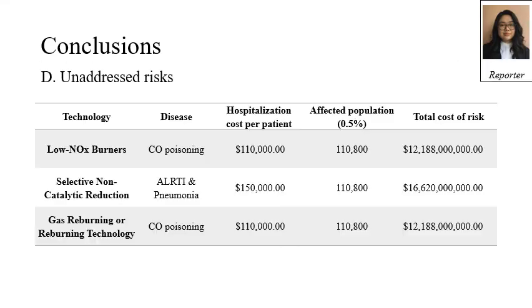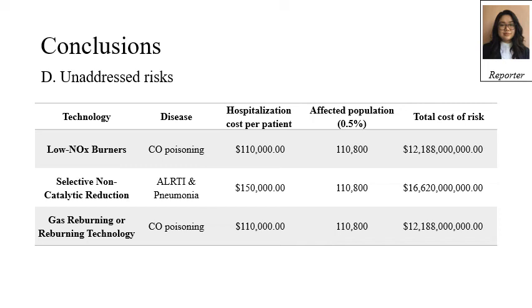In quantifying the unaddressed and residual risk, it is assumed that 0.5% of Wuhan's population are affected, or 110,800 people. It was identified that selective non-catalytic reduction could cause acute lower respiratory tract infection and pneumonia, and this has an estimated hospitalization cost per patient of $150,000. The approximated total cost of this risk is 16 billion and 620 million US dollars.